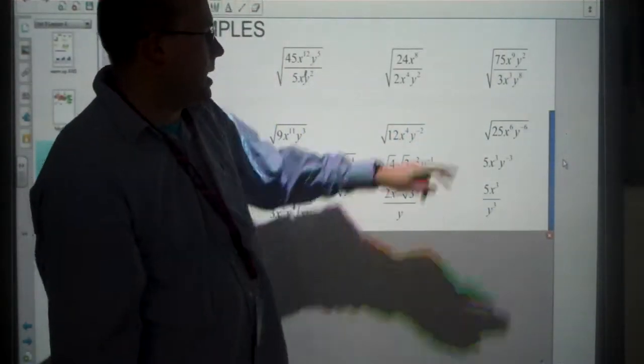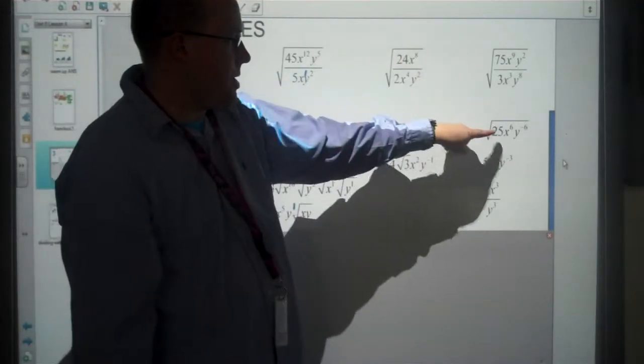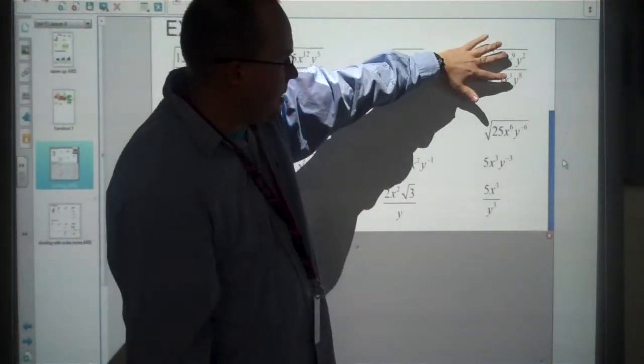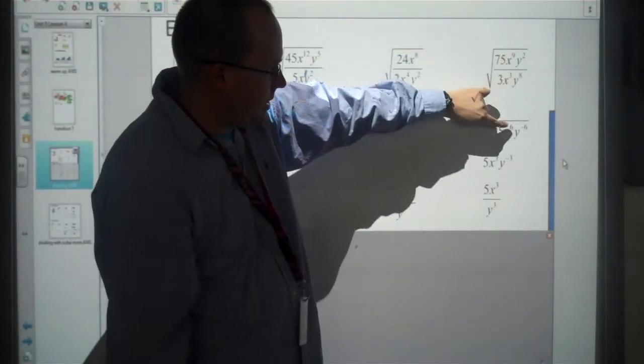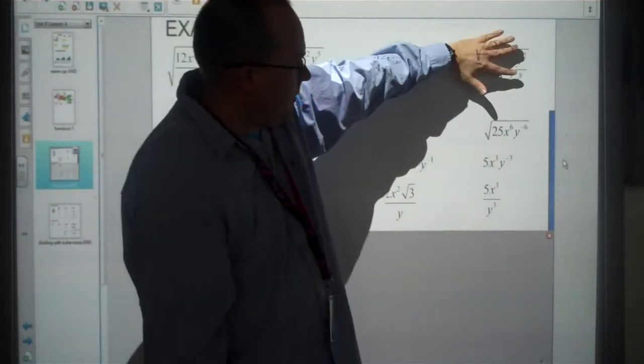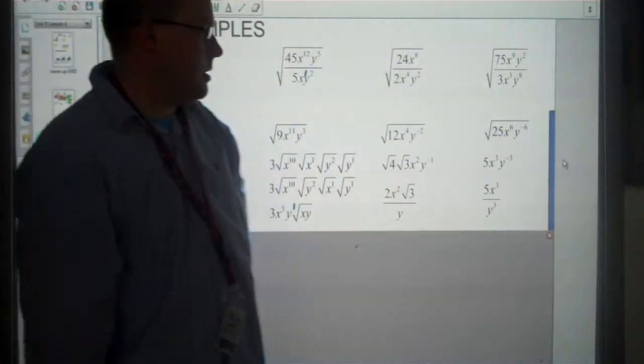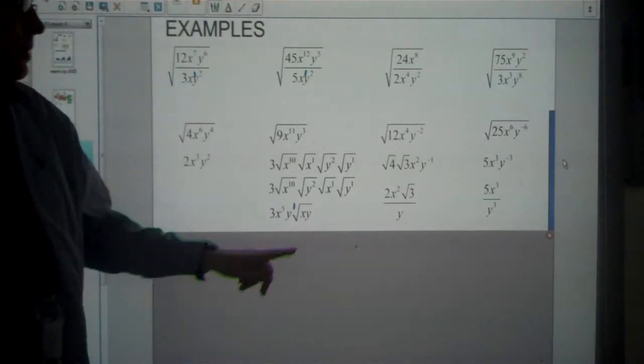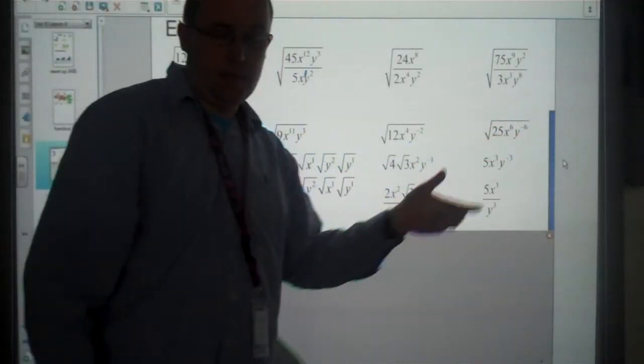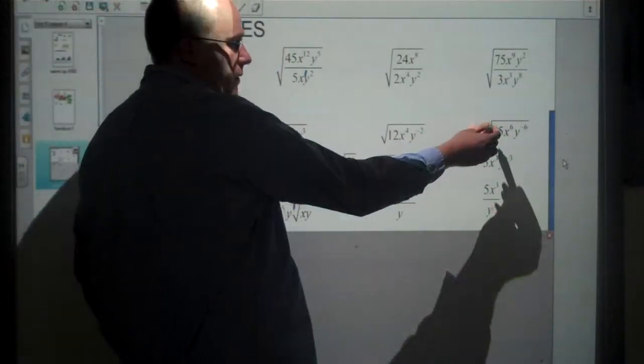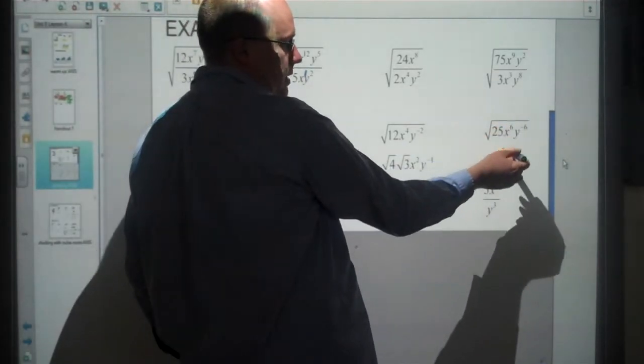And for our last example, 75 divided by 3 is 25. Dividing, so we subtract the exponents, so 9 take away 3 is 6. And for our y's, 2 take away 8 gives us negative 6. You could of course also just write this over y to the 6 as well. Square root of 25 is 5. Half of 6 gives us 3.